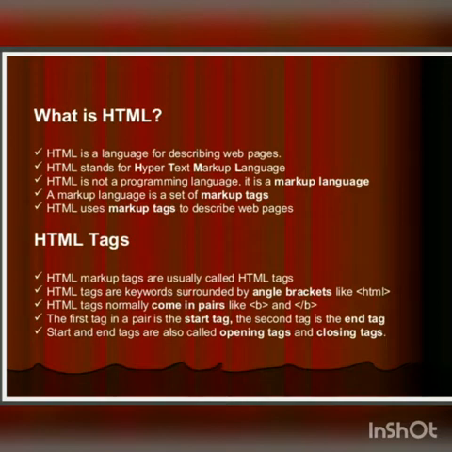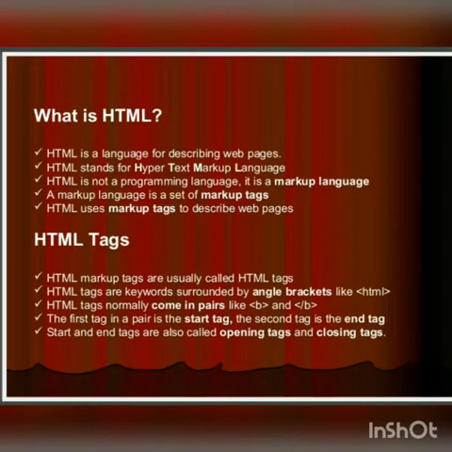Normally HTML tags come in pairs. These tags are keywords surrounded by angle brackets. The pairs contain start and end tags. The start tag is also called the opening tag and the end tag is called the closing tag.